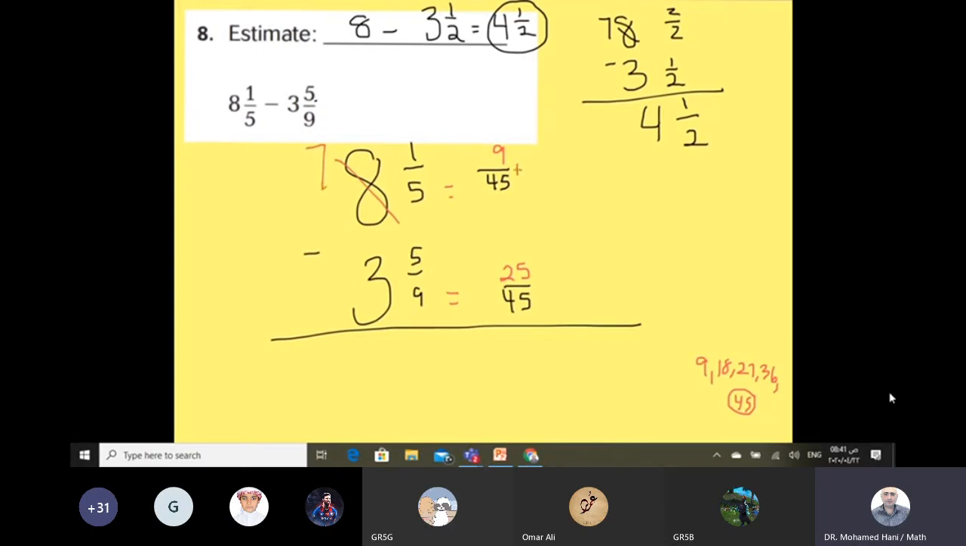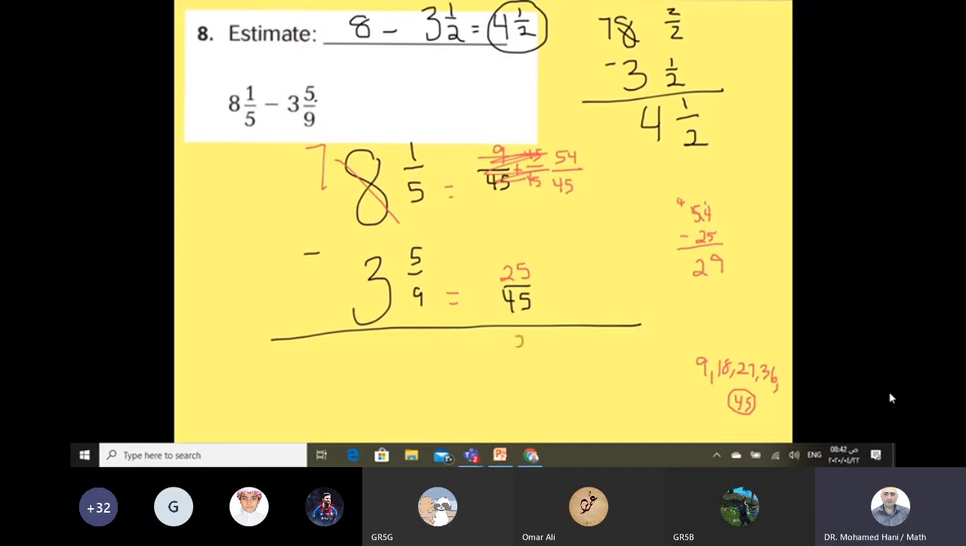And now we can add a whole. 45 over 45. All right, 45 plus 9 is going to be 54. So we're going to have 54 over 45. Now we can subtract. 54 minus 25. Let me do it over here. It's a little hard to do it mentally, so I'm going to go ahead and show you why. Let's regroup. Okay, 14 minus 5 is 9, and 4 minus 2 is 2.